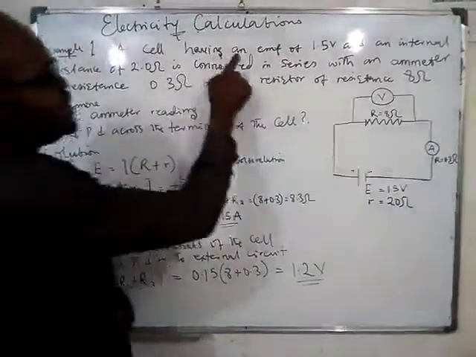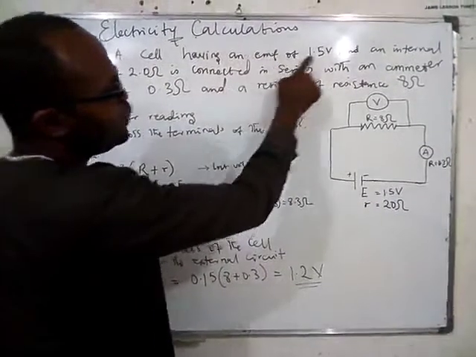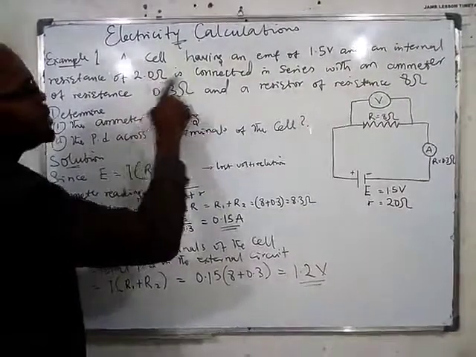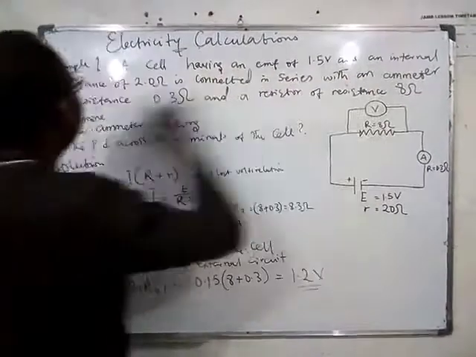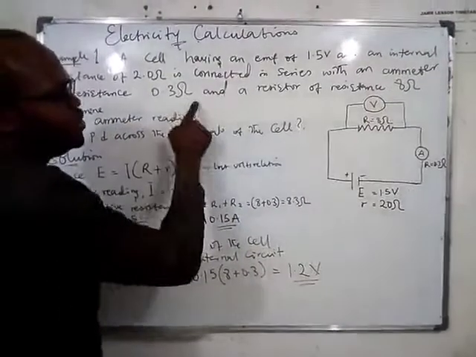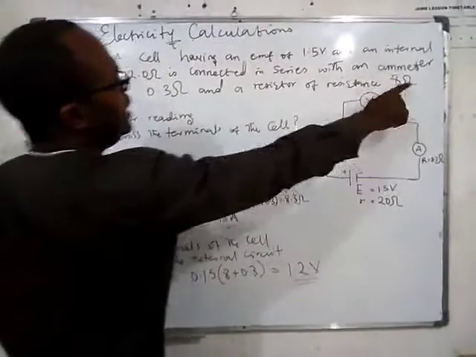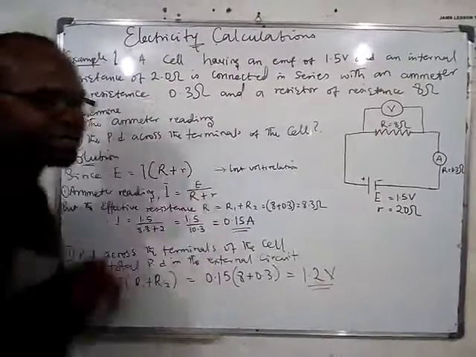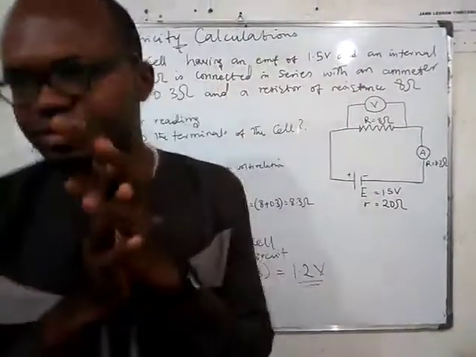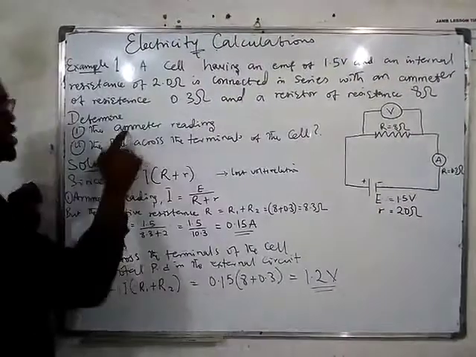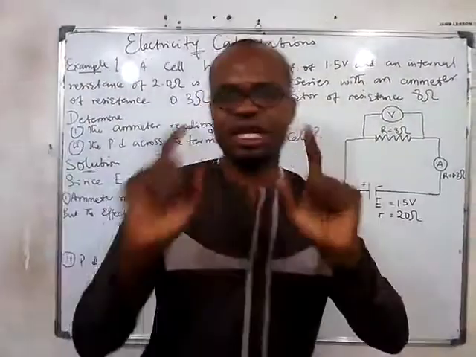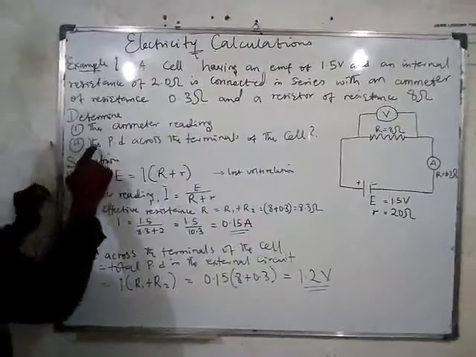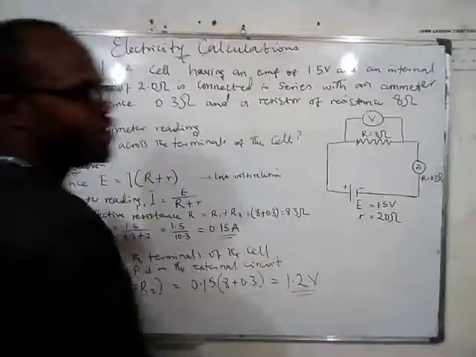A cell having an EMF of 1.5 volts and an internal resistance of 2.0 ohms is connected in series with an ammeter of resistance 0.3 ohm and a resistor of resistance 8 ohms. Determine the ammeter reading. When you are asked to determine the ammeter reading, what are you asked to measure? Current. All of us know that an ammeter measures current. So when they tell you to determine the ammeter reading, they are simply telling you to calculate the current. Then number 2, determine the potential difference across the terminals of the cell.